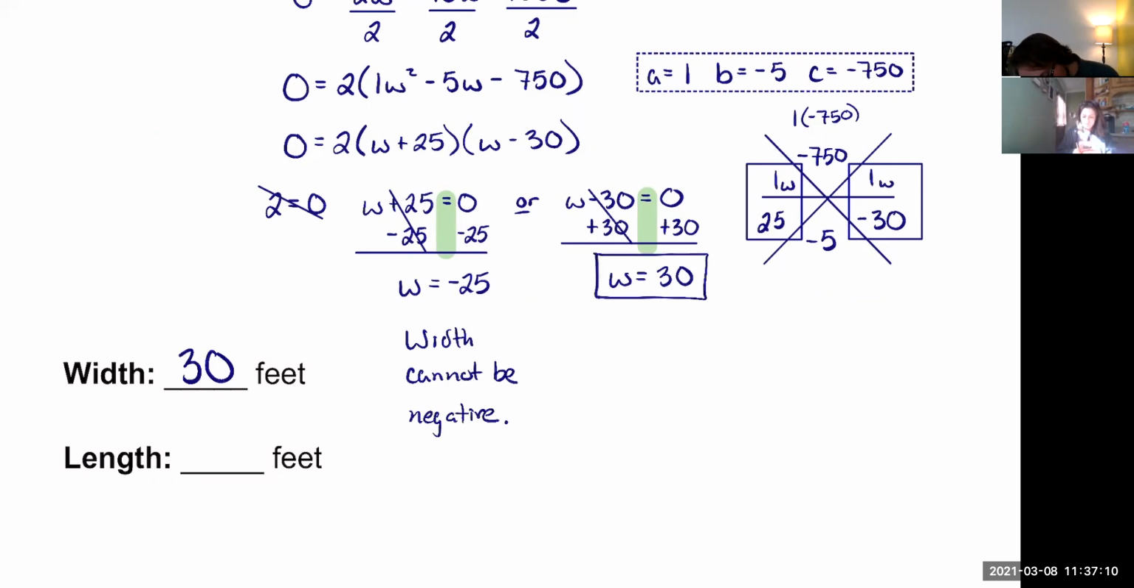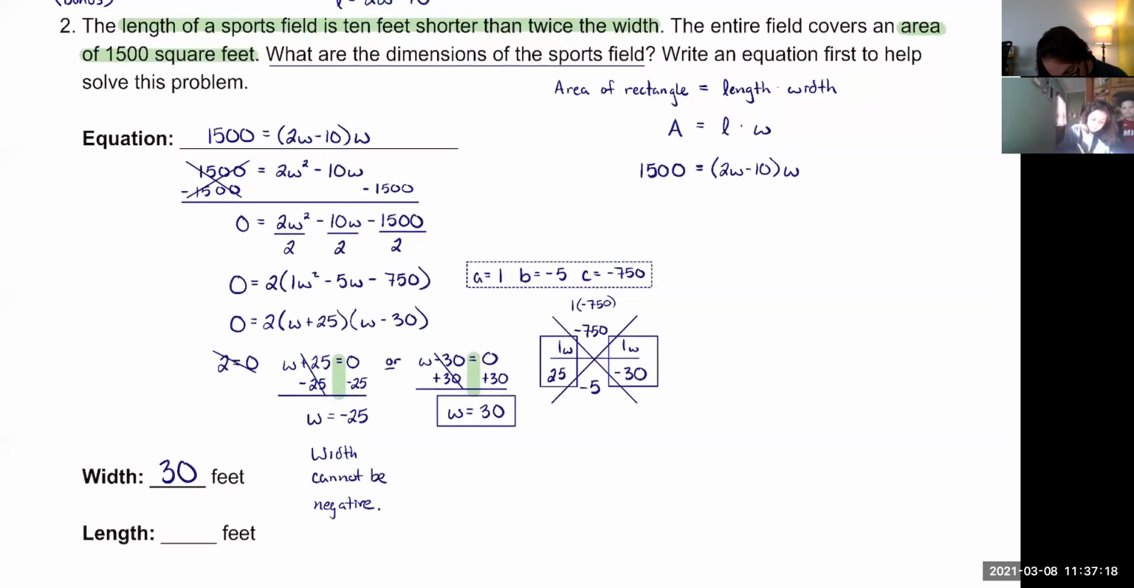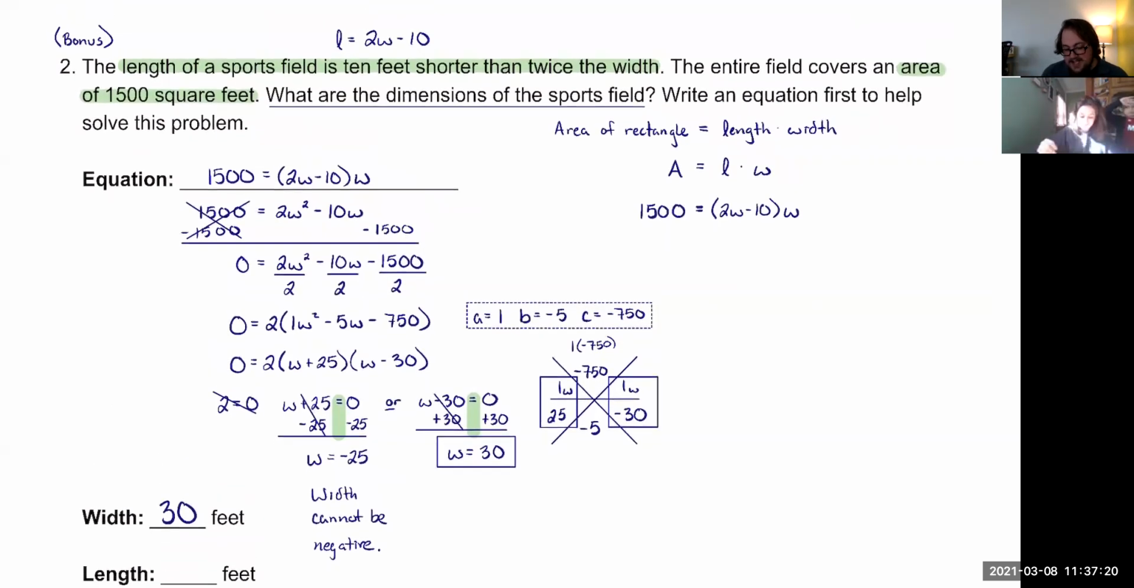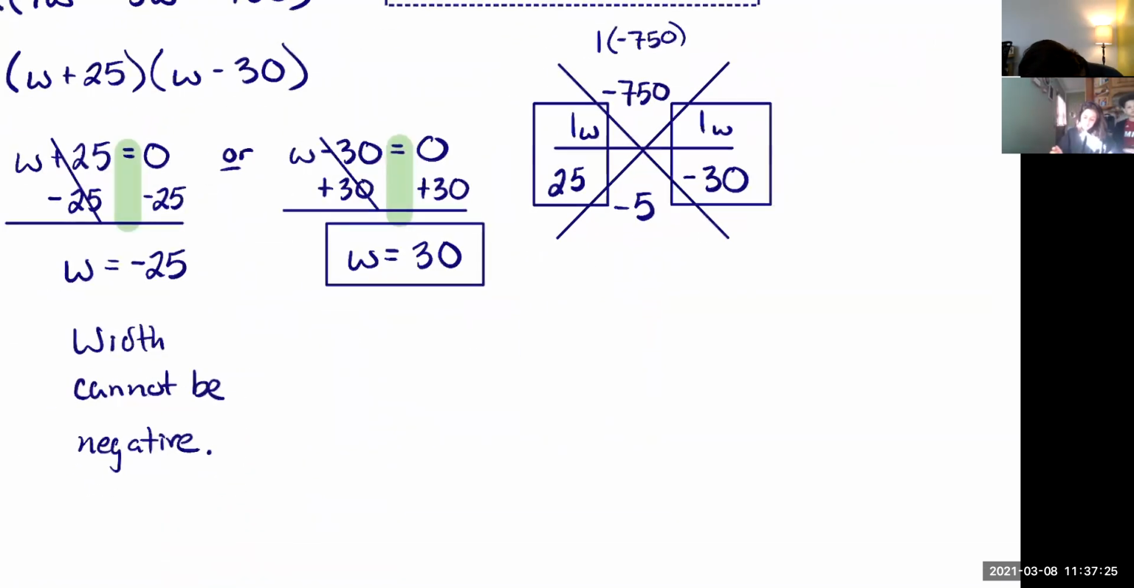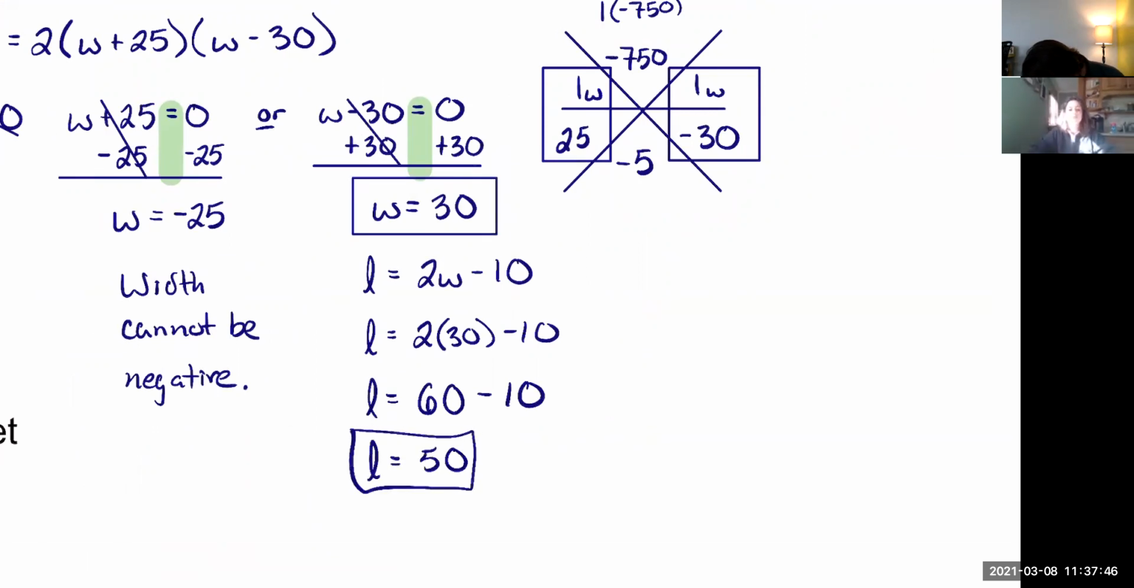What do I still need? My length. What do I know about the length? I had it all the way back at the beginning. It's 10 feet shorter than twice the width. So earlier on, we said that the length is 10 feet shorter than twice the width. Well, now that I know what the width is, I drop it in. 2 times 30 is 60. 60 minus 10 is 50.